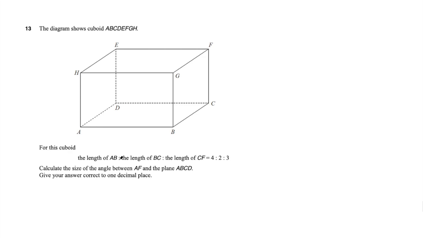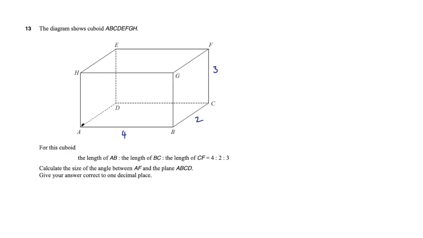For this cuboid, the length of AB to the length of BC to the length of CF equals 4 to 2 to 3. So AB is 4, BC is 2, CF is 3 parts of the ratio. Calculate the size of the angle between AF and the plane ABCD. Give your answer correct to 1 decimal place. When you're looking for the angle between a straight line and a plane, firstly draw the line in.